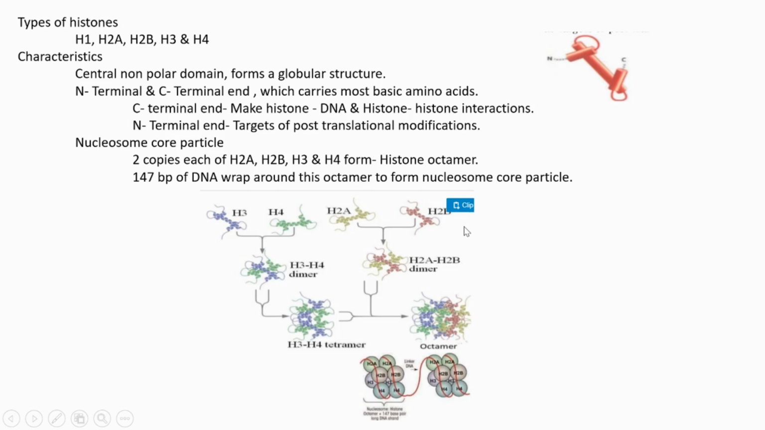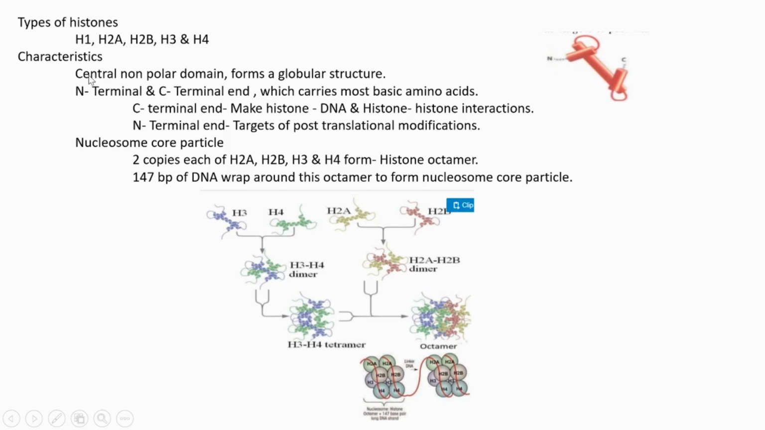Next, types of histones. There are 5 different types. They are H1, H2A, H2B, H3 and H4. This is a picture of a histone protein.